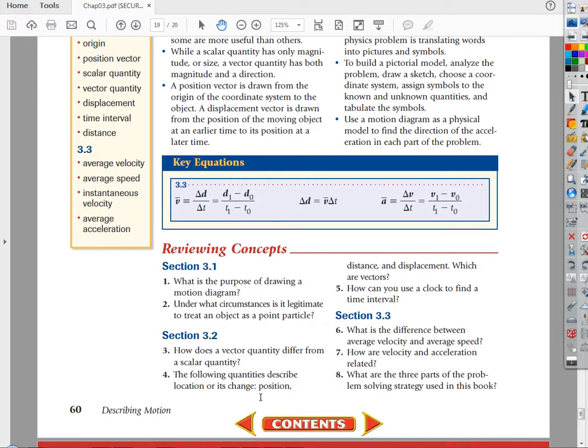Let's see. Number four. The following quantities describe location or its change: position, distance, and displacement. Which are vectors? What do we think here? Haley, what do you think? Which of those? Position, distance, and displacement. I said position. And you are exactly correct. Position and displacement both require a direction. Distance does not, right? Which of those quantities could be negative?